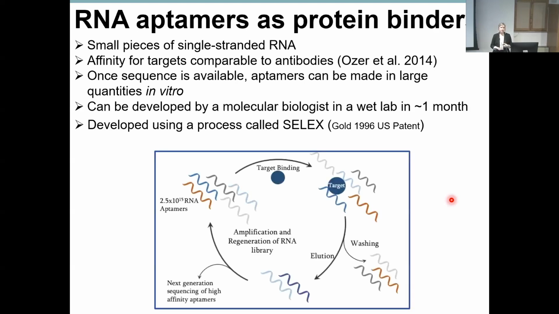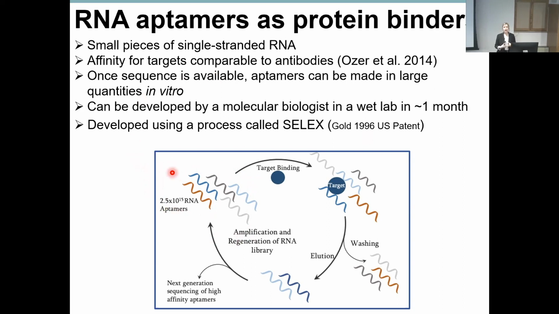They're developed using a process called SELEX, which stands for Systematic Evolution of Ligands by Exponential Enrichment. And this process requires a large library of RNA aptamers, each of which has a unique affinity for a target.